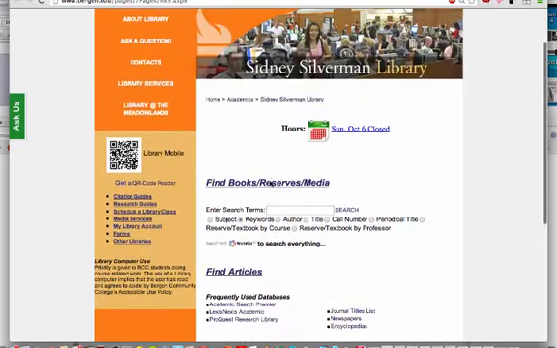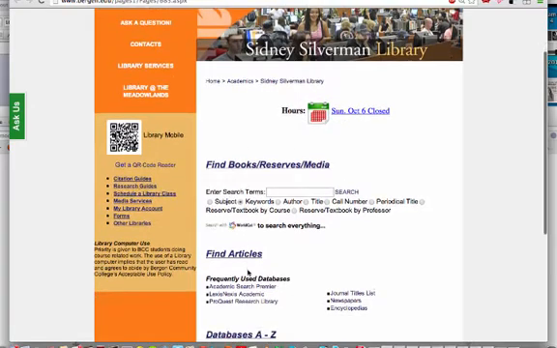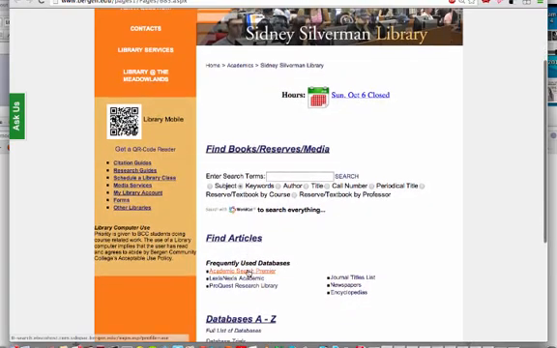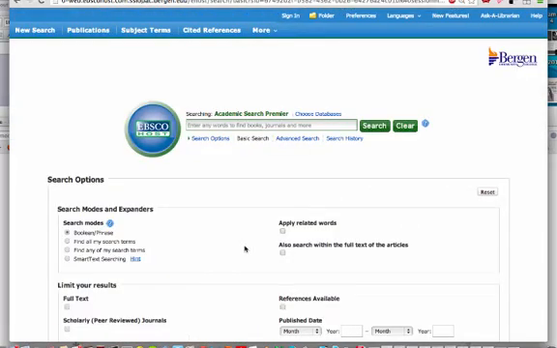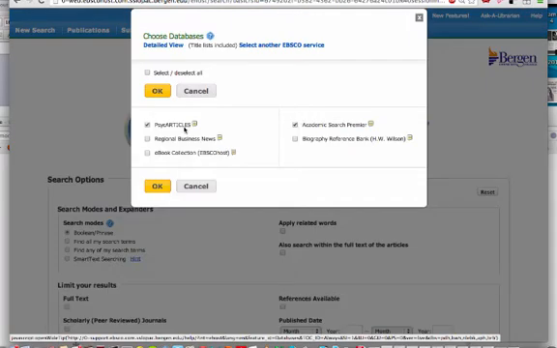So first I'm in the library, right? We see this page. We're going to scroll down. It says find articles, but you can't really click on anything there. Under that, it says frequently used databases. And I would pick Academic Search Premier. Now, Academic Search Premier lets me choose even more databases than just it. So I would do that and pick PsycArticles.